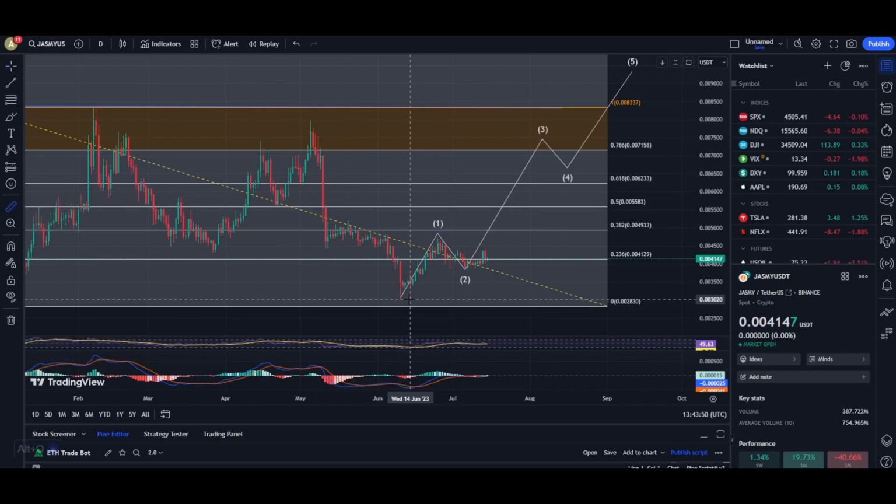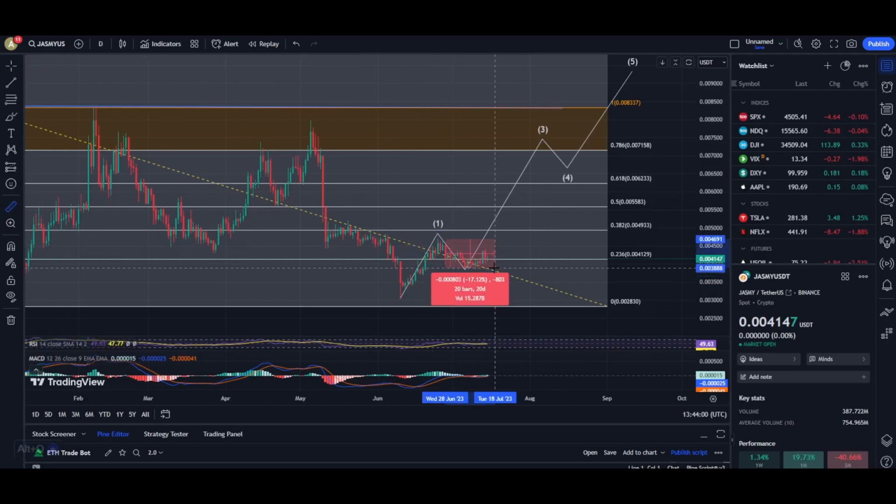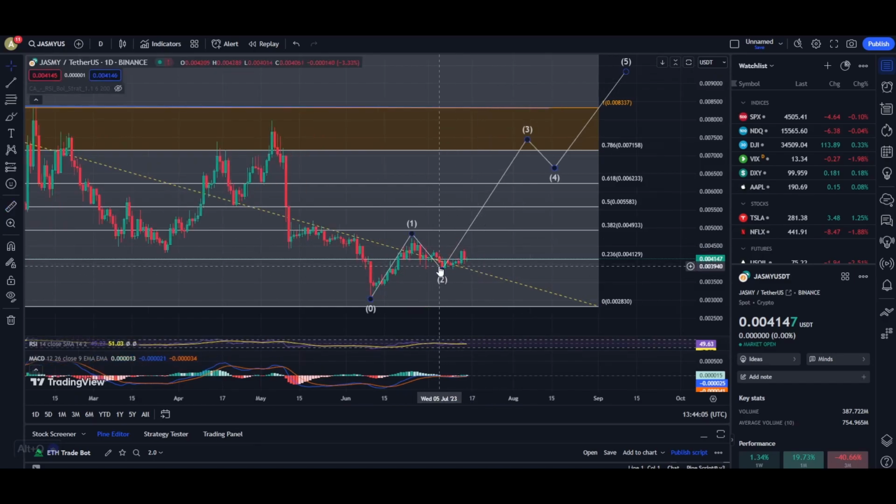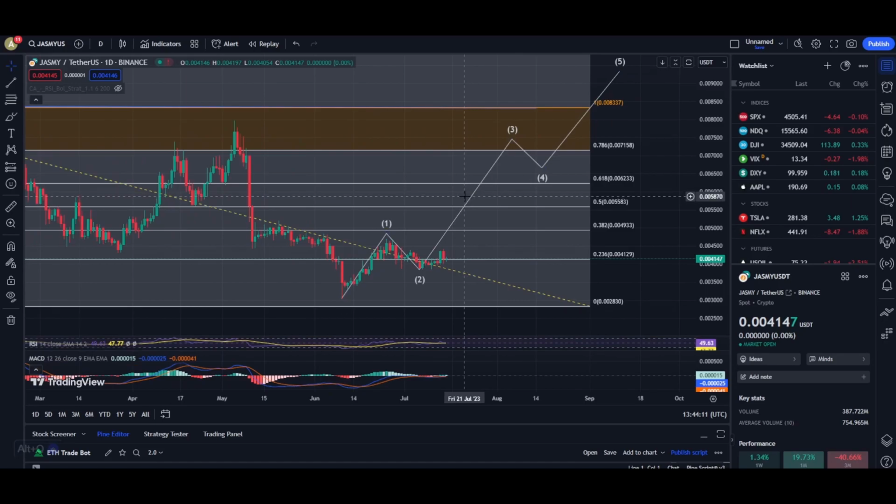Ever since we got to these levels down over here, you can see we pumped up almost about 56 to about 60% in Elliott wave number 1. However, after that we came down in the Elliott wave 2 at about 17%. But guys, I personally believe right now we have shifted this momentum towards the upside and we should be witnessing a rally towards the upside for Jasmy in the shorter time frames.